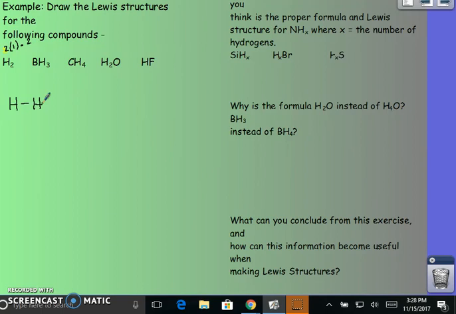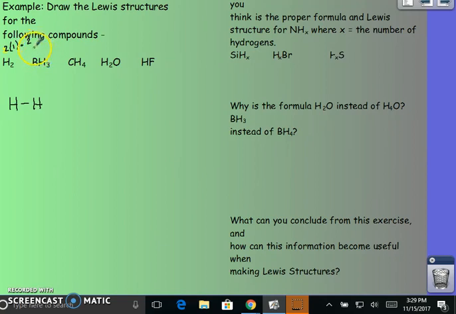Okay, so the next one is going to be boron trihydride, and this is one of those weird little exceptions. Boron's kind of needy to a certain extent, or he has high expectations, because he's only going to form 6. He won't have a full valence shell, so he's going to only form 6. So his behavior is very strange.